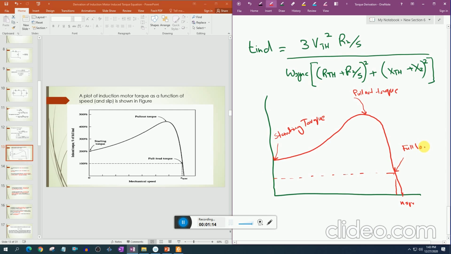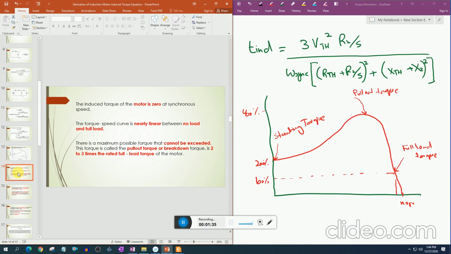Full load torque 100%, 200%, and 400%. From this curve, there are some points that have to be noted. I will discuss them one by one.